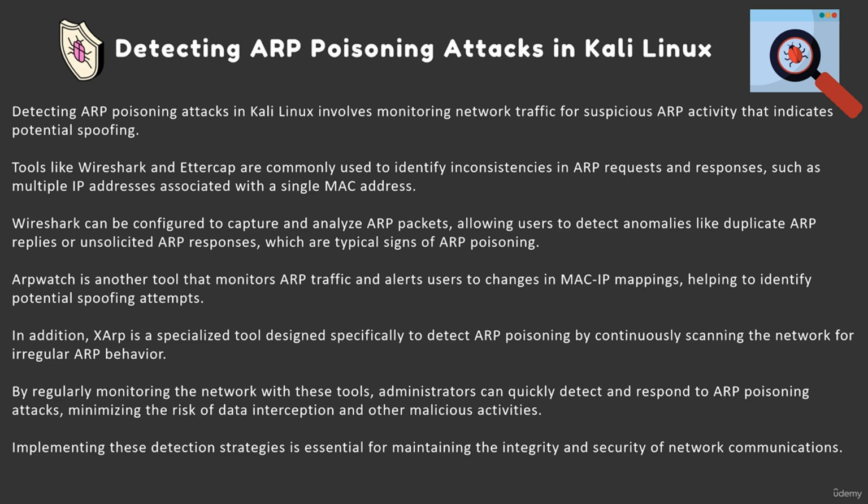Wireshark can be configured to capture and analyze ARP packets, allowing users to detect anomalies like duplicate ARP replies and unsolicited ARP responses, which are typical signs of ARP poisoning. ARP Watch is another tool that monitors ARP traffic and alerts users to changes in MAC IP mappings, helping to identify potential spoofing attempts.